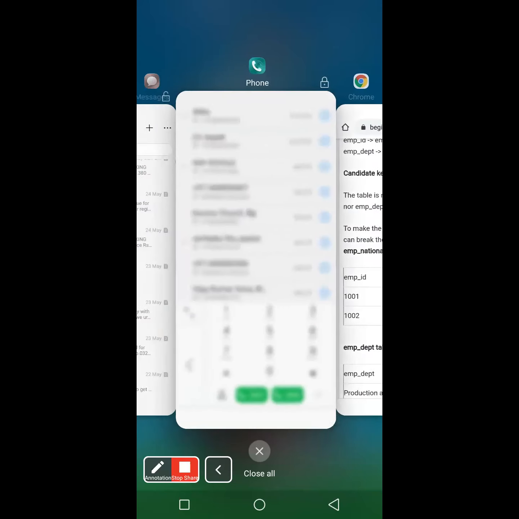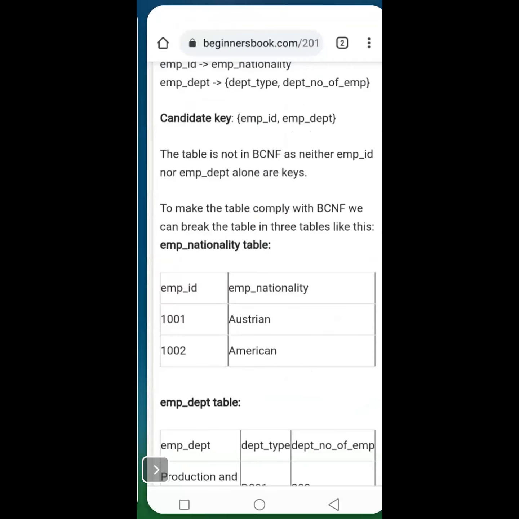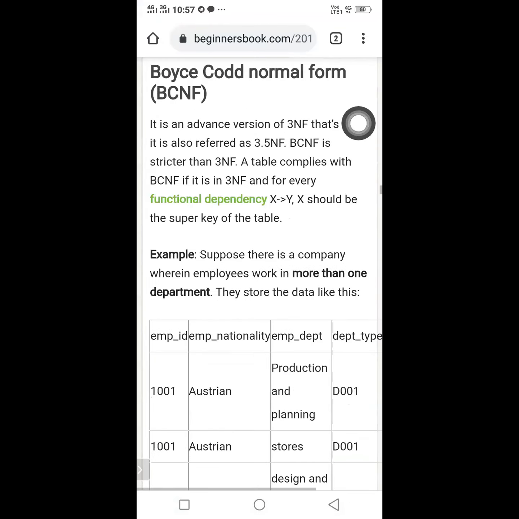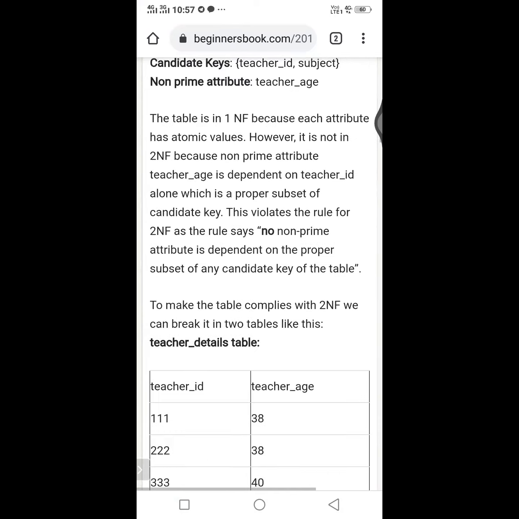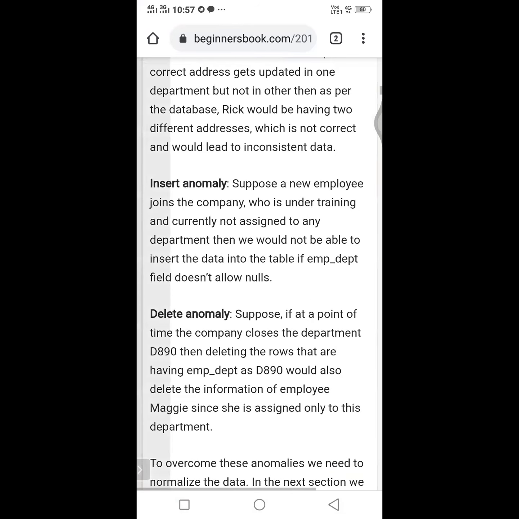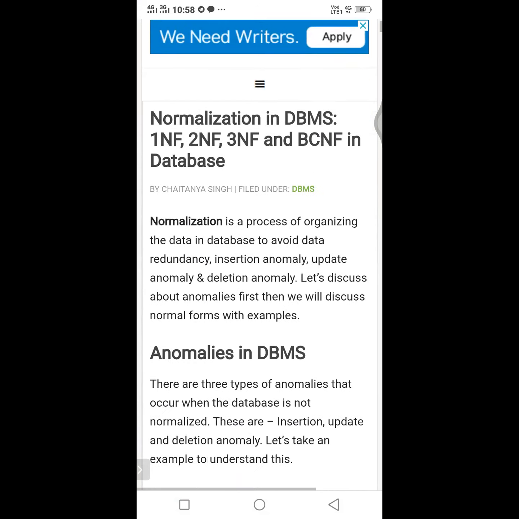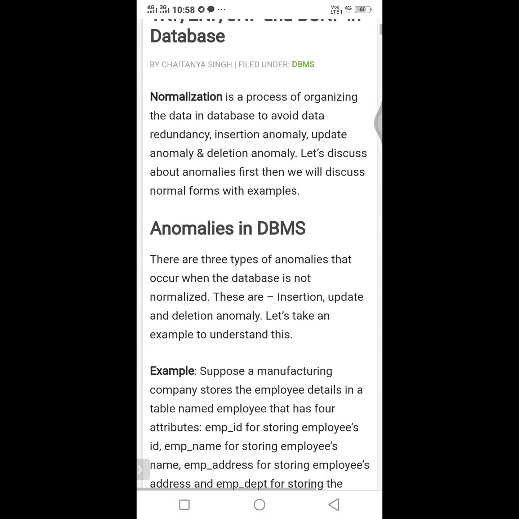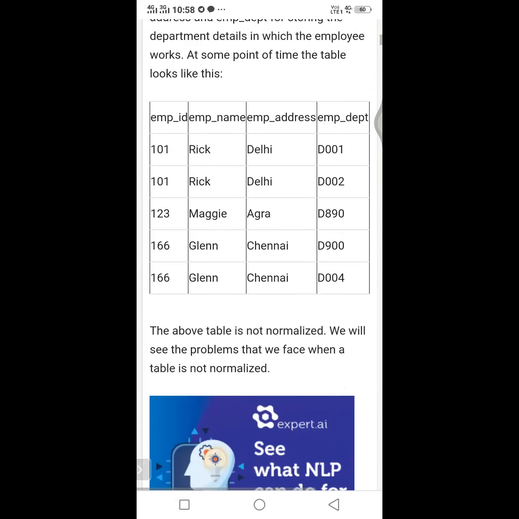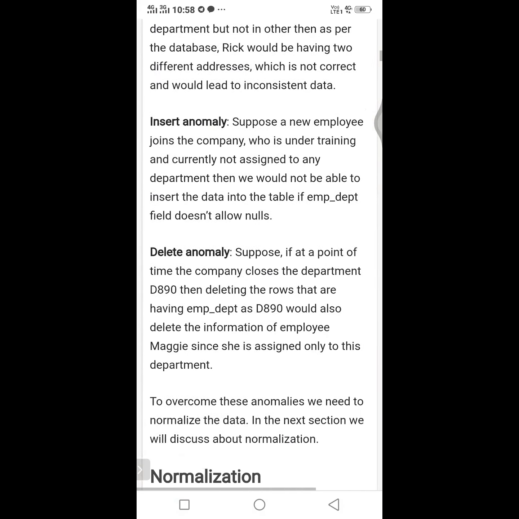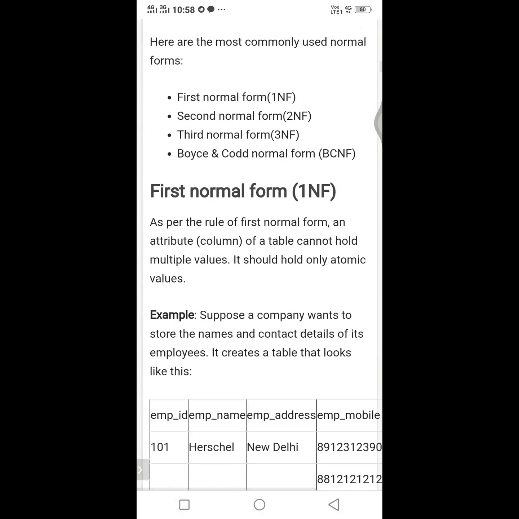From the net, I will try to explain one example. So I'm just typing in Google: explain the normalization in DBMS, 1NF, 2NF, 3NF, and BCNF. So these are the anomalies. If I have the possibility, I will try to share this copy also.